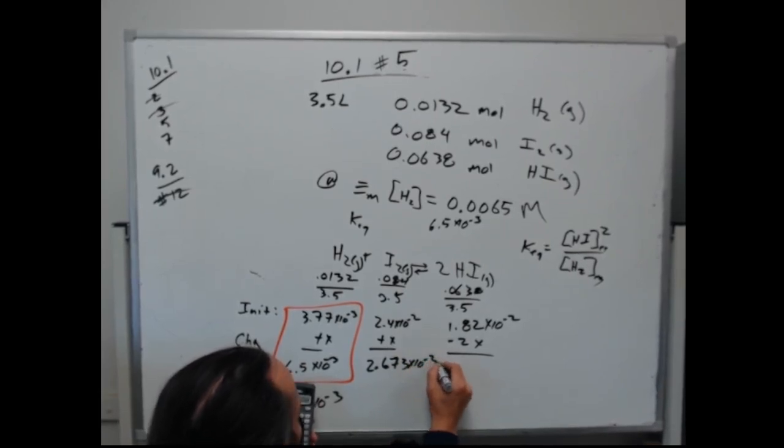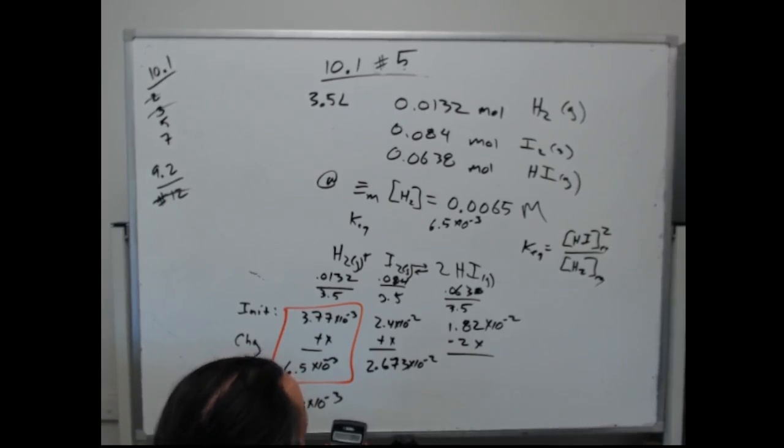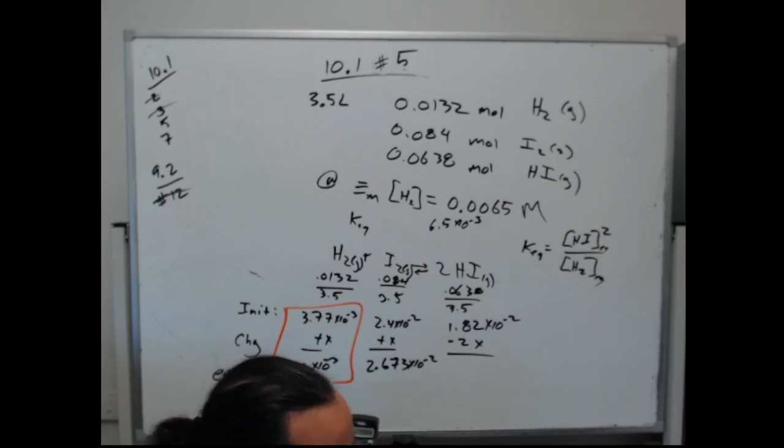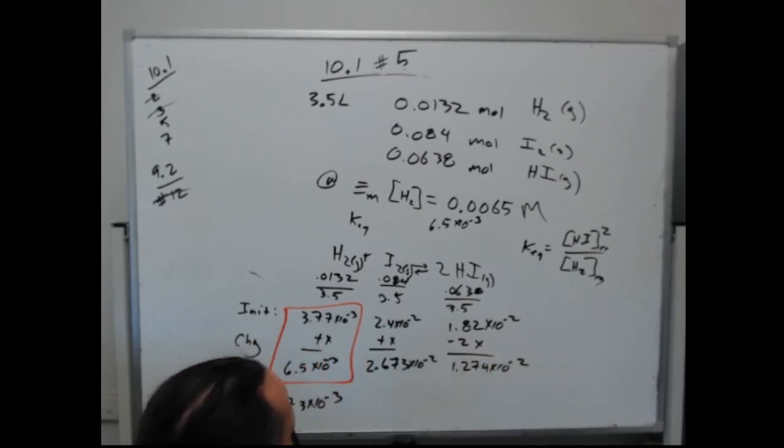2.673 times 10 to the minus 2. And then we'll do 2.73 times 10 to the minus 2 times 2 plus 1.82 times 10 to the minus 2. Oh, wait, I messed up. I got 0.01274. 3, 2. I'm right behind you, plus 1.82 times 1.274? 0.01274? Yeah. 1.274 times 10 to the minus 2.